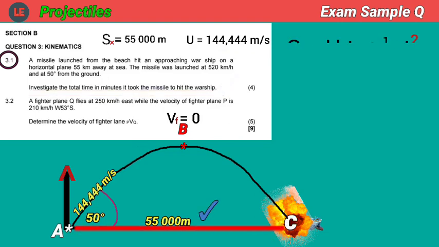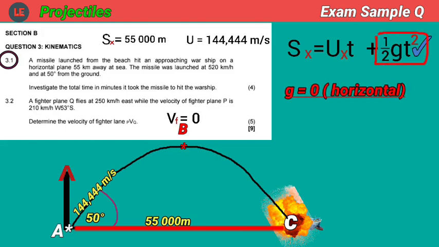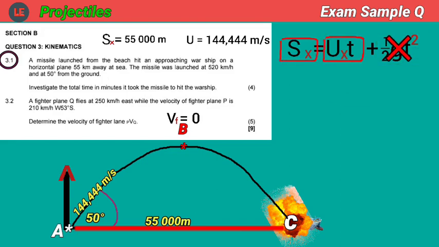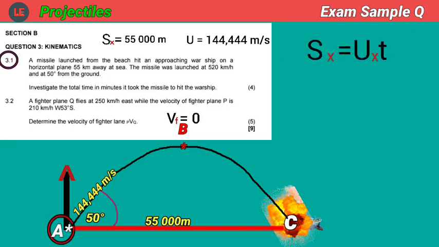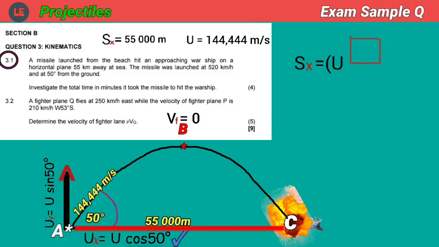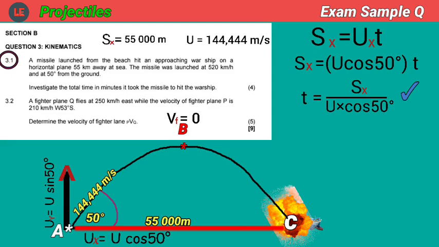We will use horizontal distance, whereby we are using this equation. In this equation, this part goes off because g is 0 in horizontal cases. We are left with this part, remember, this s is the range. For the initial velocity, the vertical component is the initial velocity times sine 50 degrees, and the horizontal component is the initial velocity times cos 50 degrees. In this equation, instead of the initial velocity, we put this horizontal component because for now we are dealing with horizontal. Then make time the subject of this equation as so.